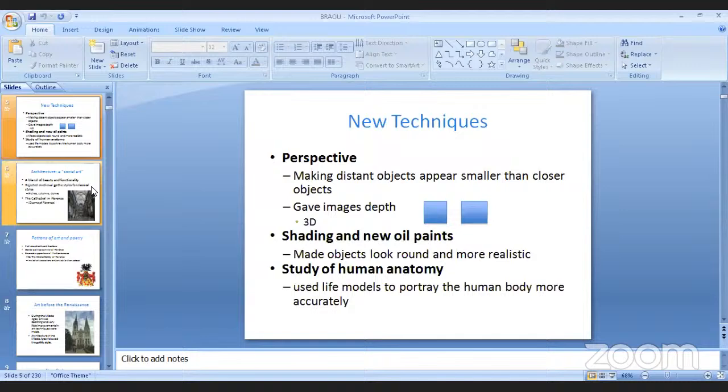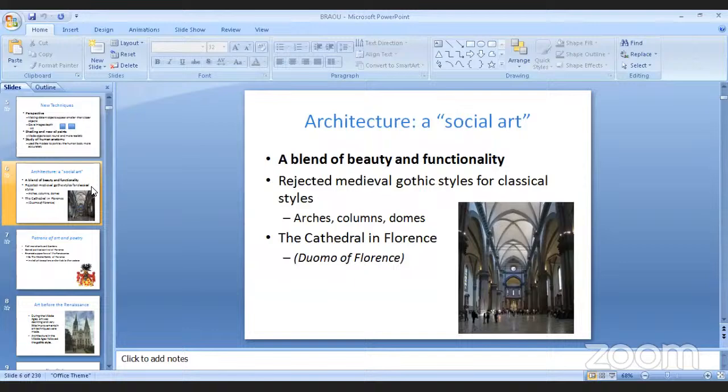So these were some of the techniques, like their perspective changed in art and architecture also, giving a kind of 3D depth to images, and then shading and new oil paints, study of human anatomy. Then we can also look into the development in terms of architecture.